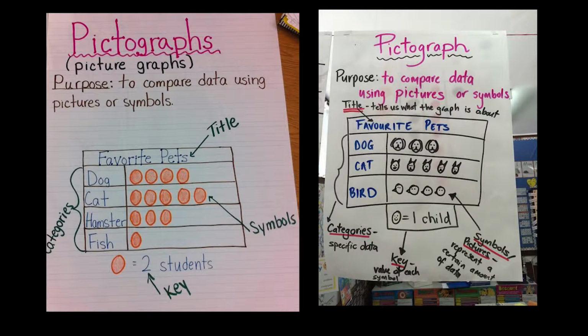Before we start, let's go over some important pictograph vocabulary words. Pictograph is another word for picture graph, and the purpose of a pictograph is to compare data using pictures or symbols. The title tells us what the graph is about. The categories are the specific data. The key tells us the value of each symbol. And the symbols or pictures represent certain amounts of data.